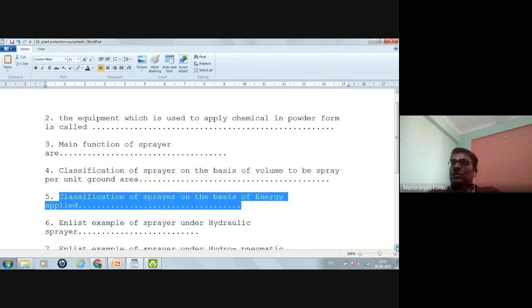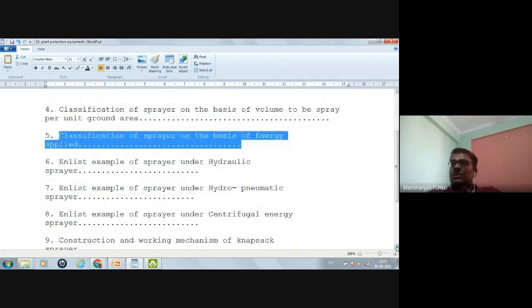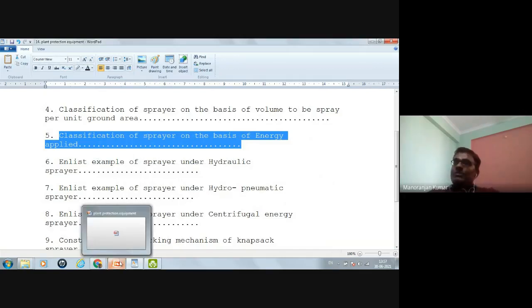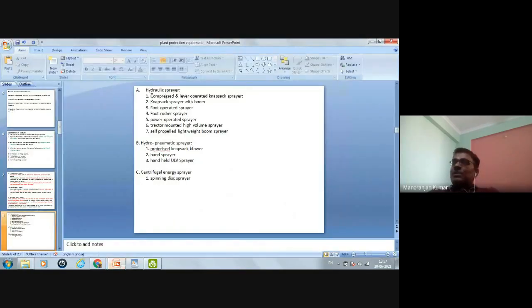The other question is: list examples of a sprayer under hydraulic sprayer. Under hydraulic sprayer, these are the examples: compression and lever operated knapsack sprayer with boom, foot operated sprayer, foot rocker sprayer, power operated sprayer, tractor mounted high volume sprayer, self propelled lightweight boom sprayer. So these are the examples of hydraulic sprayer.